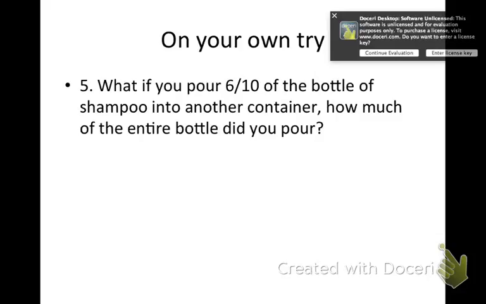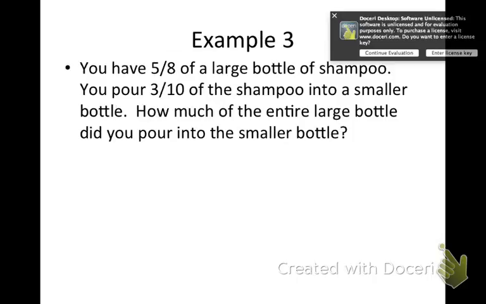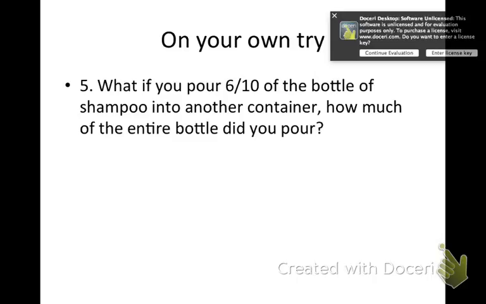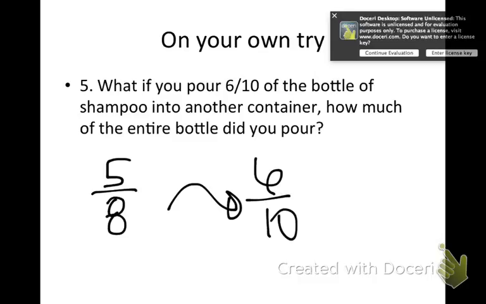Okay, so now you're going to try one on your own. What if you pour 6/10 of that bottle of shampoo into another container? How much of the entire bottle did you pour? Don't forget, we're starting with 5/8 of a large bottle. So you have 5/8 of your bottle, and you want to pour 6/10 of that into a smaller container. Go ahead and solve that. Enter your answer on the right hand side, and when you're ready, submit your answer and move on.